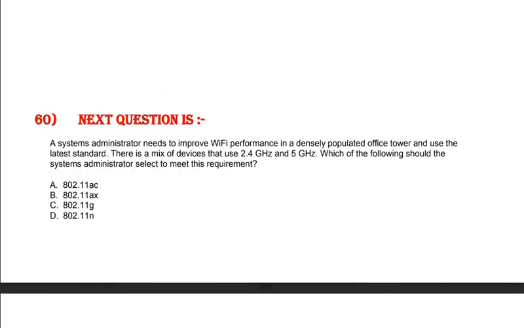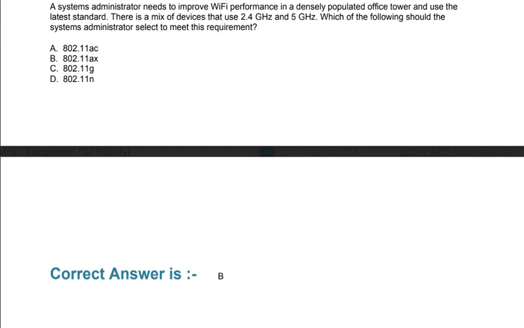Question is, a system administrator needs to improve Wi-Fi performance in a densely populated office tower and use the latest standard. There is a mix of devices that use 2.4 GHz and 5 GHz. Which of the following should the systems administrator select to meet this requirement? Option A, 802.11 AC. Option B, 802.11 AX. Option C, 802.11 G. Option D, 802.11 N. Correct answer is option B.